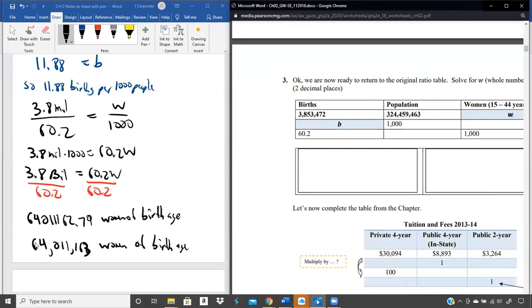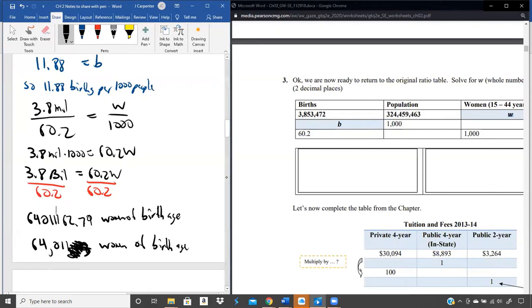What do I mean by does it make sense? How do I really say this number makes sense? What if I forgot to multiply by those zeros and I said the answer was 64,011? If I said the answer was 64,011 women of birthing age, would that make sense? Well, if there's 324 million people we're discussing this relative to, I don't think only 64,000 of those people are able to give birth. It's way more than that. That answer would not make sense.